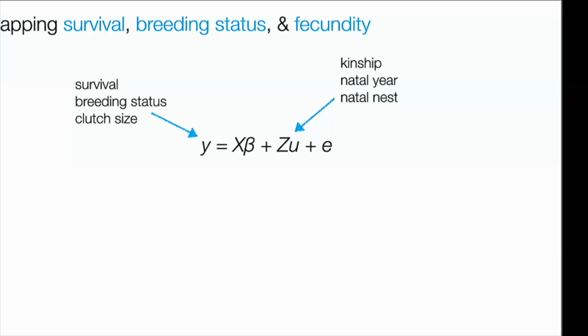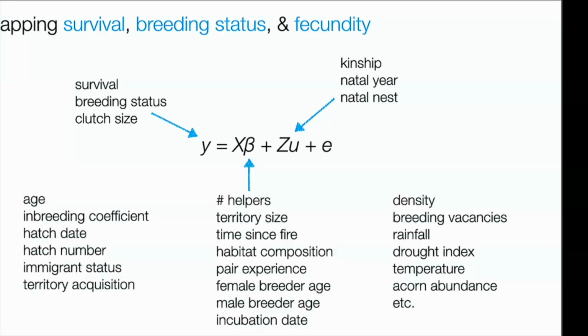And then the beauty and curse of having a lot of data is we had a whole suite of potential fixed effects that we needed to consider, right? We know that many different things may affect fitness in our population, including attributes of the individual: inbreeding coefficient, hatch date, whether or not they're an immigrant. We also looked at attributes of the natal nest: how many helpers were at the nest, what the territory size and fire history were, and also the age and experience of its parents. And then we also had a bunch of climatic factors that varied over time: population density, rainfall, temperature, food abundance, etc.